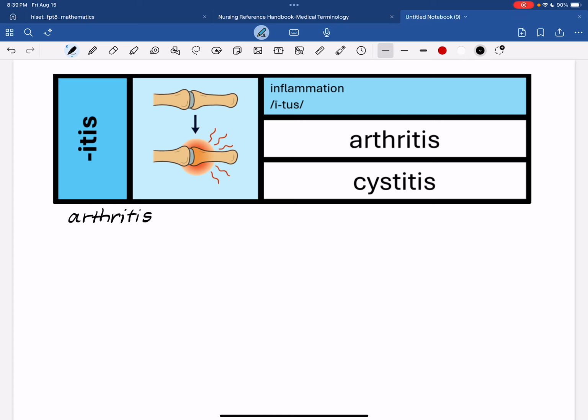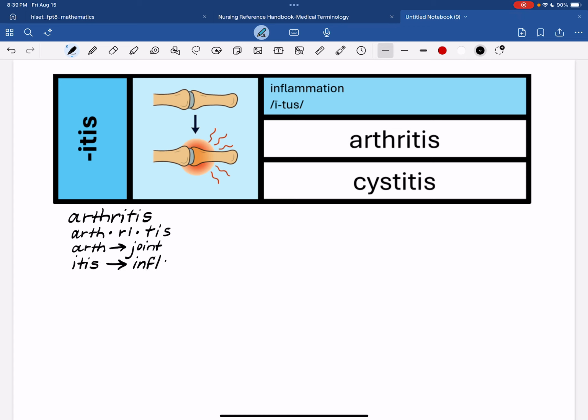If you break the syllables, you have arth, tus, arthritis. And I'm doing this all wrong. I'm not doing a sound spelling, I'm doing syllables. Arthritis. And we know that arth is joint or arthro. And we know that itis is what? Inflammation.